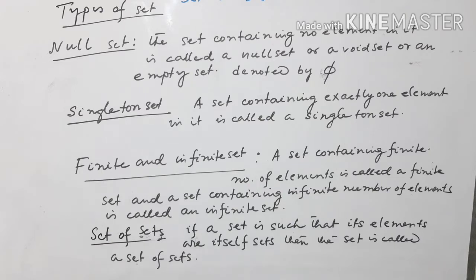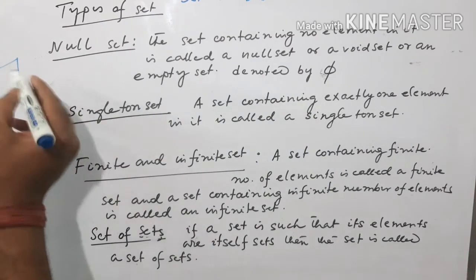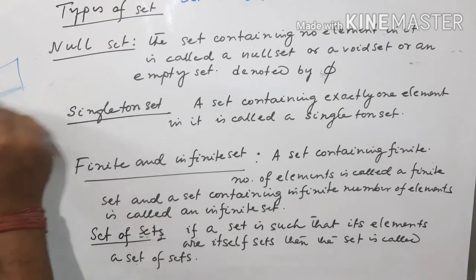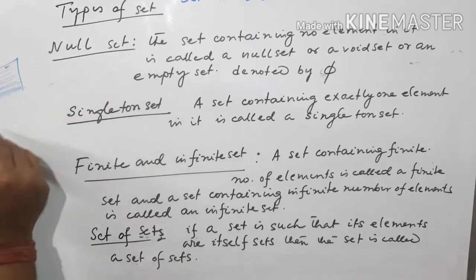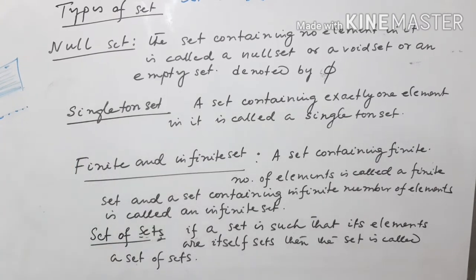Next, set of sets. If a set is such that its elements are themselves sets, then we say that the set is a set of sets. For example, if we say that I am writing on the plane, that is a board. So let us suppose it's a plane. So what we can say is that a plane is a set of straight lines, while every straight line is a set of points. So we say that a plane is a set of sets.